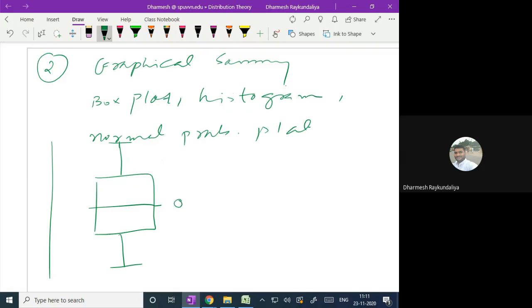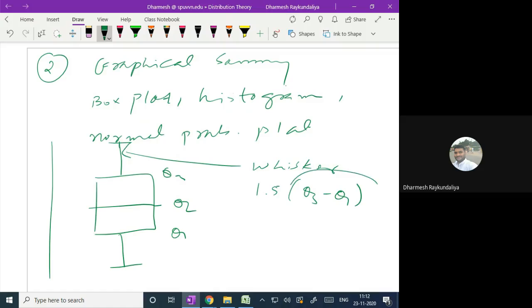This is your Q2, this is your Q1, this is your Q3, the first quartile, second quartile, and third quartile. Q2 is nothing but the median. If the median divides the area of the box into two equal parts, then we say that the data comes from a symmetric distribution. This is known as a whisker, and the range of the whisker is 1.5 times Q3 minus Q1. Q3 minus Q1 is known as the interquartile range, the IQR.